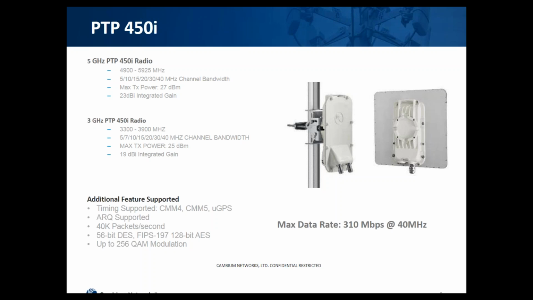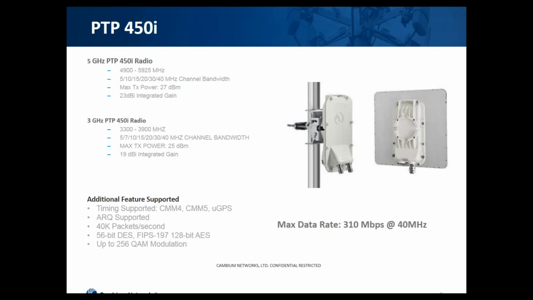Some of the key highlight or flagship features of the PTP 450i is ARQ support. ARQ mainly means there's no packet loss between the two radios. If you send a packet and for some reason the packet is corrupted, an ACK is sent back, and if the ACK is not sent back, the packet is retransmitted. So there's always a 100% guarantee of the packet passing through this radio. This is really useful if you have private networks and those kinds of things where it's really important not to lose packets.